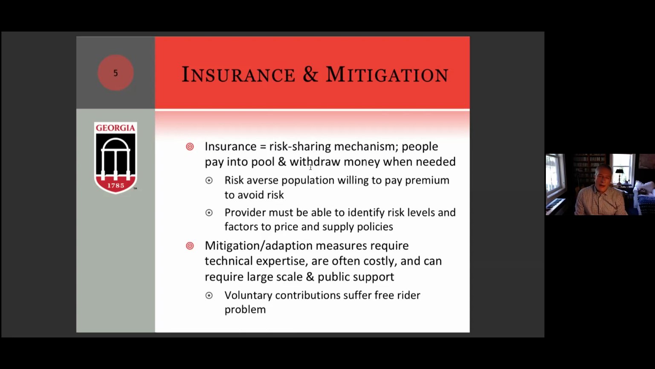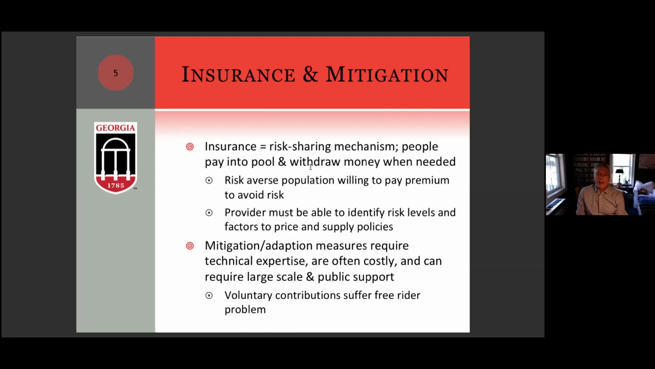And if we go back to that expected utility model, that model tells us that if people are risk averse, they're willing to pay a premium to avoid risk, and insurance markets should work well from the demand side. From the supply side, again, providers have to be able to identify risk levels and factor that into prices in order to supply it. So we have models of how insurance markets should work, and they often poorly predict demand, and sometimes we have difficulties with supply as well.